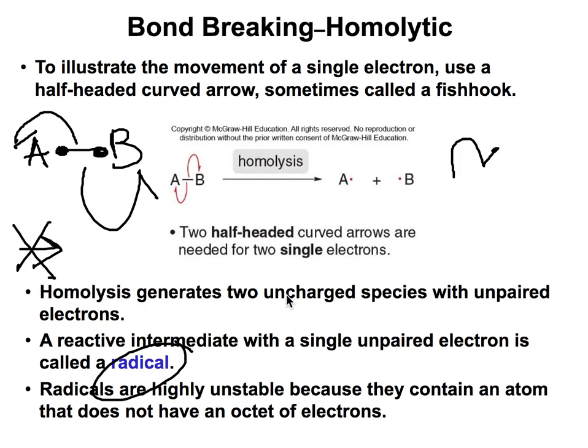And those radicals are very, very unstable because they contain just one electron. So as you can imagine, they are only looking for another electron so they can fulfill the octet.